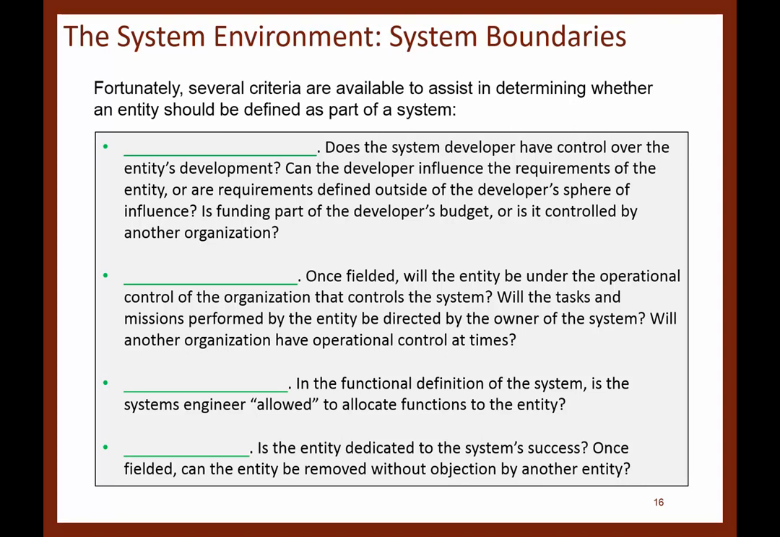Fortunately, several criteria are available to assist in determining whether an entity should be defined as part of the system. The first one is developmental control. These are some questions that we can ask and answer. For instance, does the system developer have control over the entity's development? Can the developer influence the requirements of the entity? Or are the requirements defined outside of the developer's sphere of influence? Is funding part of the developer budget or controlled by another organization? If you don't have a budget allocated for that entity, you don't control that entity, most likely that's not going to be part of your system.